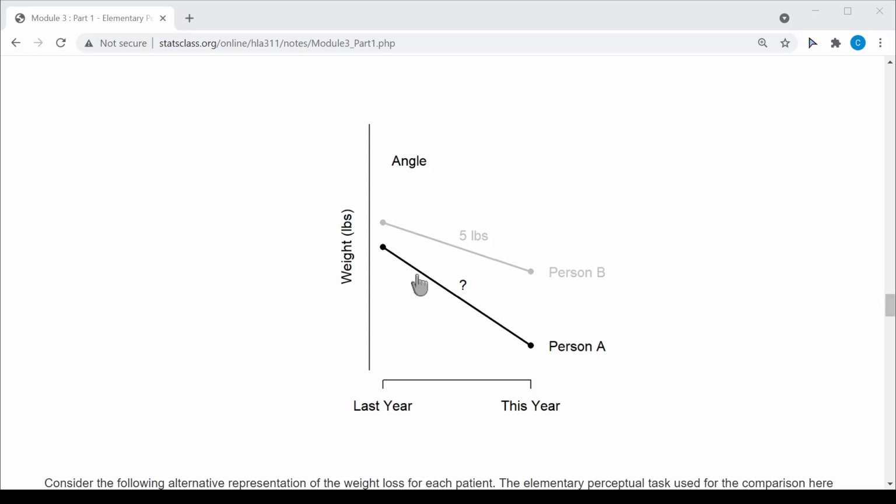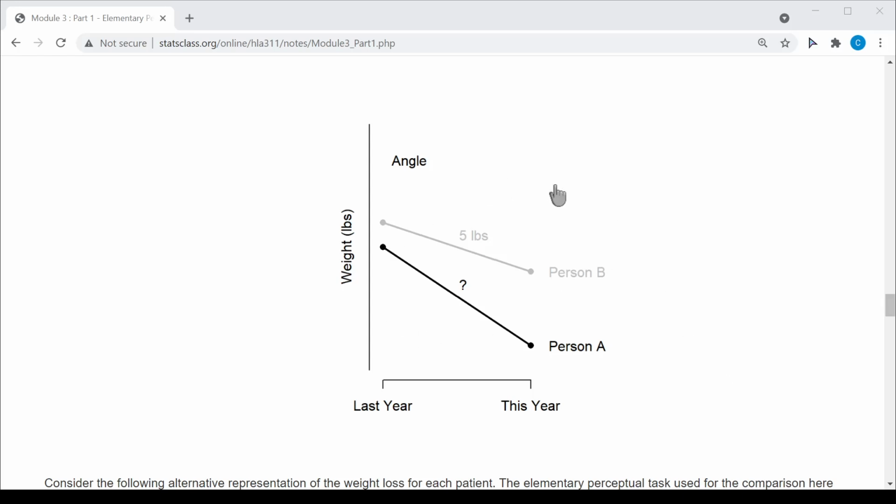Okay, the steepness here looks like it's more than double that. But I don't know if it's 12 or 15 or 18 or, I don't know, might even be 20 pounds. I'm not sure. It's hard for me to tell what that drop is relative to that drop. Again, that's hard because angle is being used, and that's not a very efficient EPT for our mind.